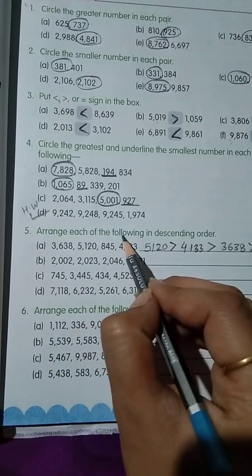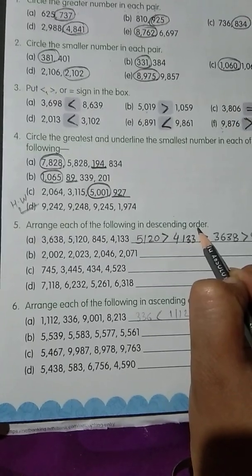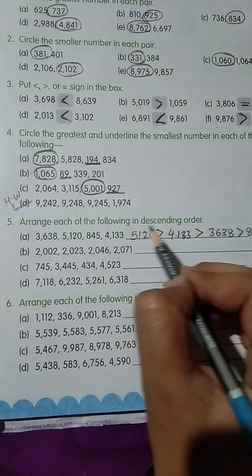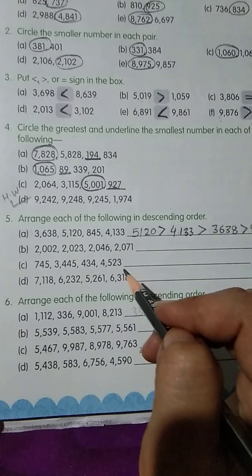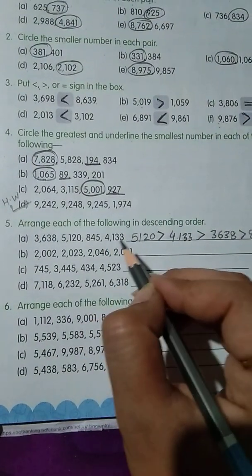Arrange each of the following in descending order. My dear students, do you know orders? Okay. So now we are coming to descending order. What is the meaning of descending order? Descending order means greatest to smallest.